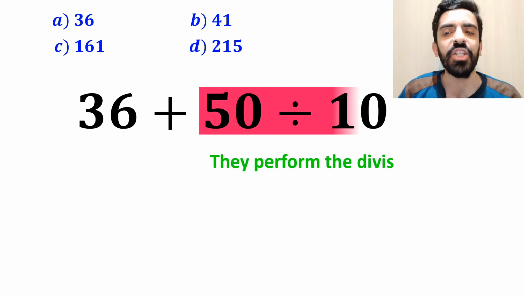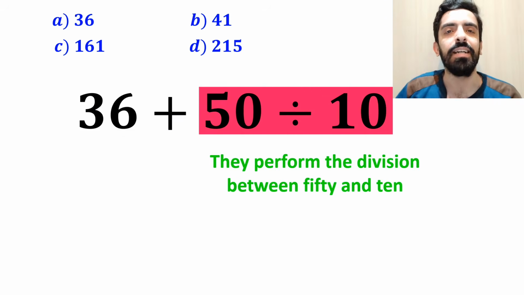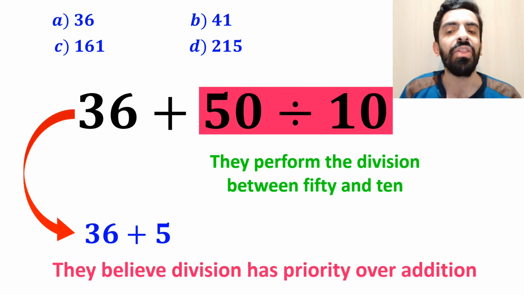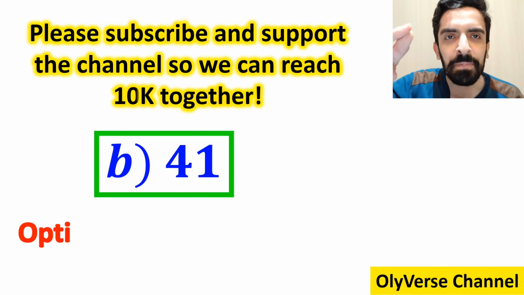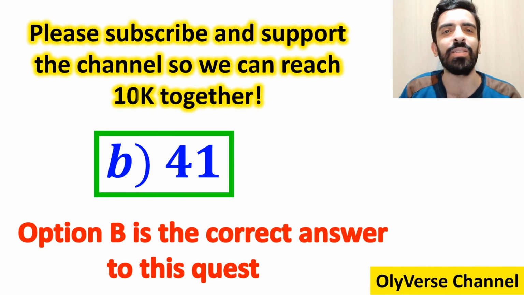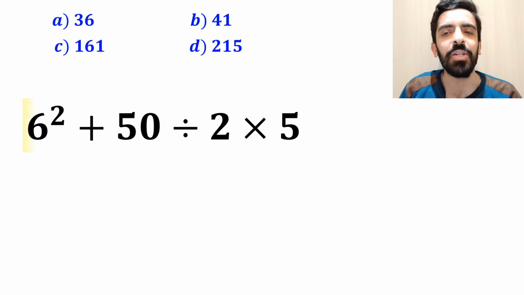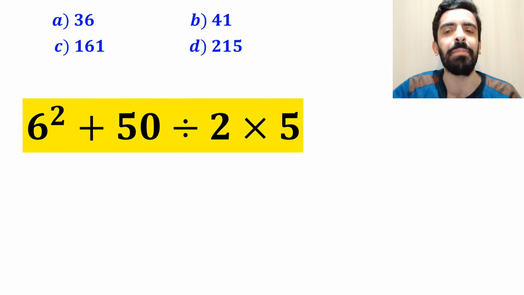Next, they perform the division between 50 and 10 since they believe division has priority over addition. And they rewrite this expression as 36 plus 5, which ultimately gives them the answer 41. And immediately, they conclude that option B is the correct answer to this question. However, that's definitely wrong. Alright, now let me show you how to solve this expression properly.